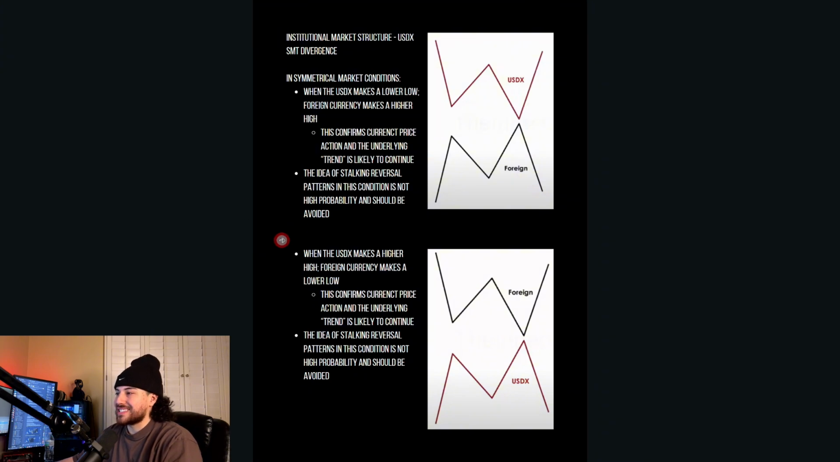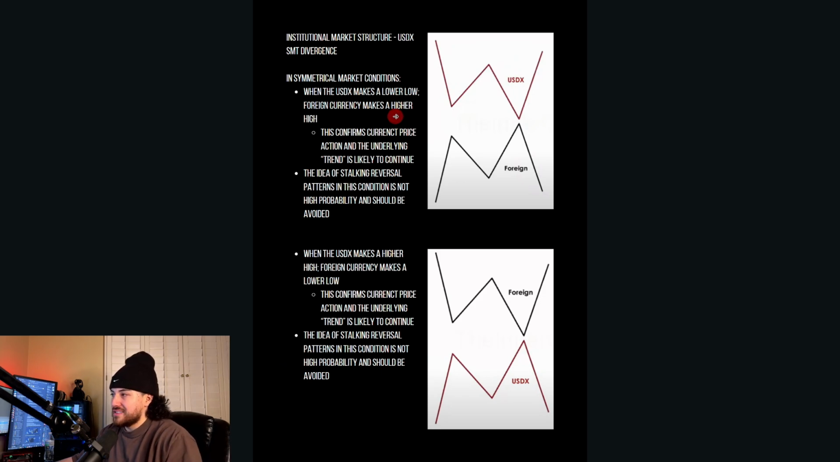When the USDX makes a higher high, foreign currency makes a lower low. This confirms current price action and the underlying trend is likely to continue. The idea of stalking reversal patterns in this condition is not high probability and should be avoided.